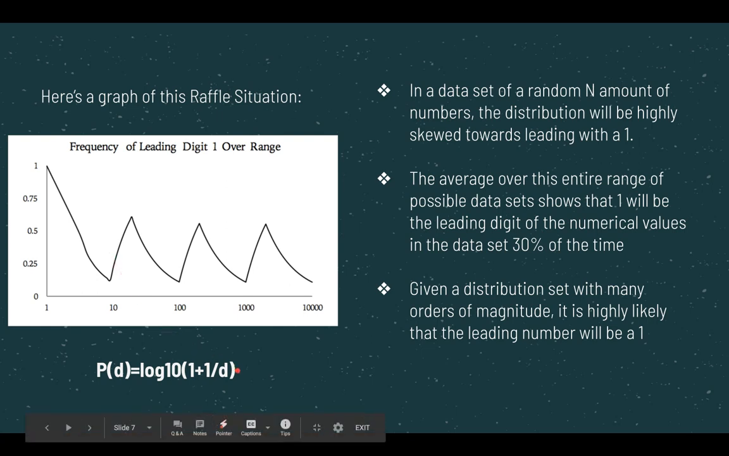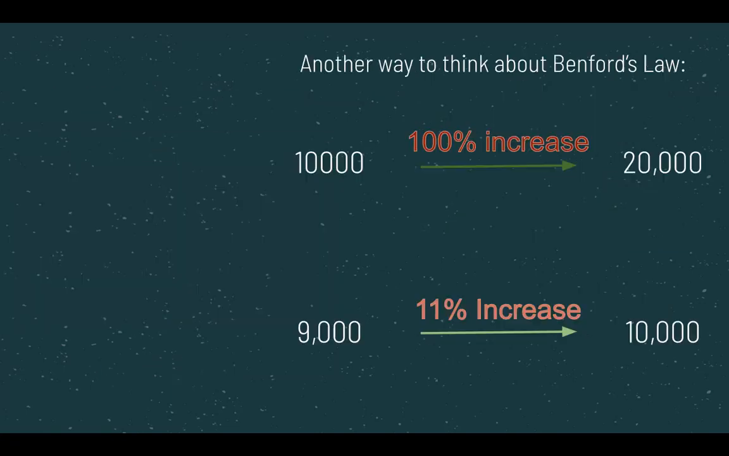And so Benford created this equation to express this phenomenon. It goes, the probability of a number leading with a digit is equal to log base 10 of 1 plus 1 over that leading digit. So if D is equal to 1 in our situation, the probability of a number leading with the digit 1 would be log base 10 of 1 plus 1 over 1, which is just log base 10 of 2. And if you put that in your calculator, it's going to be 30%.